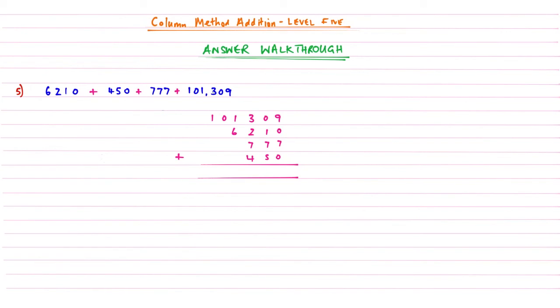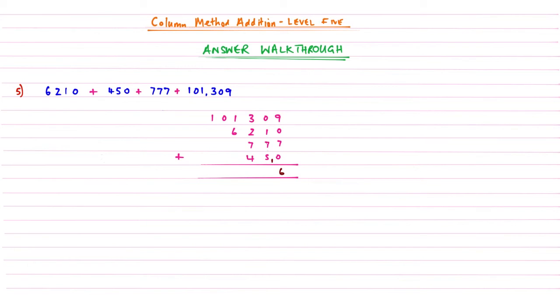Okay, now example number 5. So again, set them up in size order, with 101,309 first, and then I'm going to go through and answer these in turn. So units column first. So 9 add 7, add 2 zeros, well that gives me an answer of 16. So I'm going to carry my 1 and write the 6 underneath the units column there.